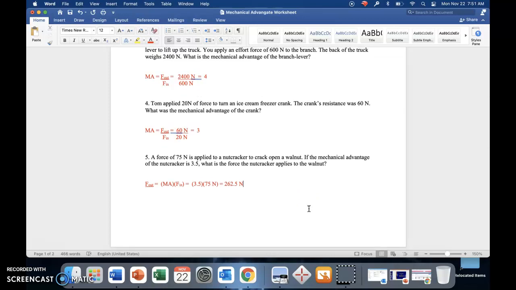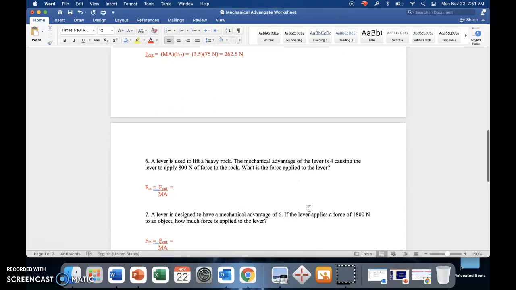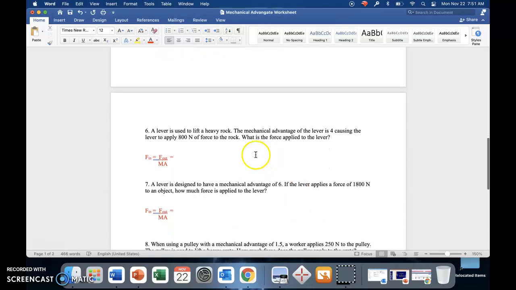Okay, let's move to the second 5 problems on the next page. I'm going to scroll here to 6. In 6, we're again finding something other than mechanical advantage. What is the force applied to the lever? So that would be your force in. To find force in, you simply take the force that you get out of the machine, in this case the lever, and divide that by its mechanical advantage.